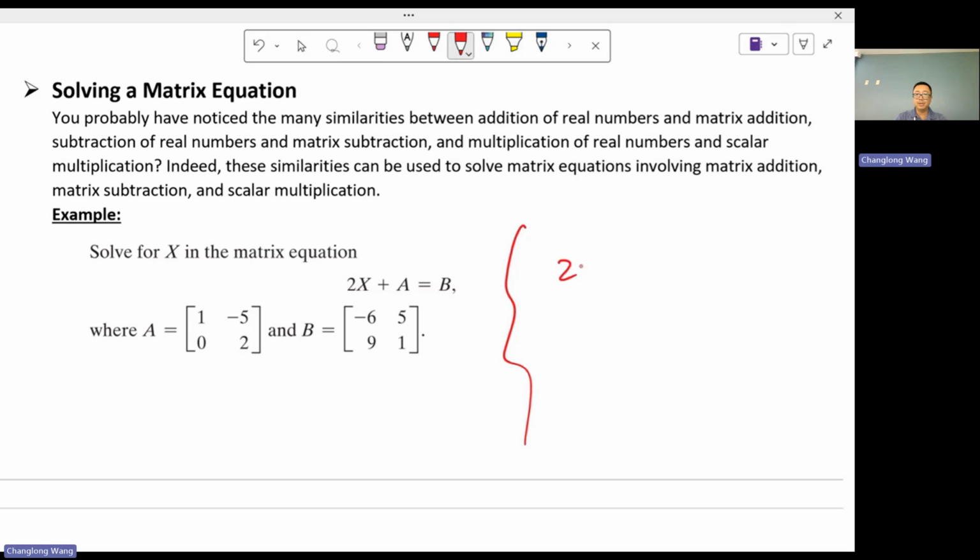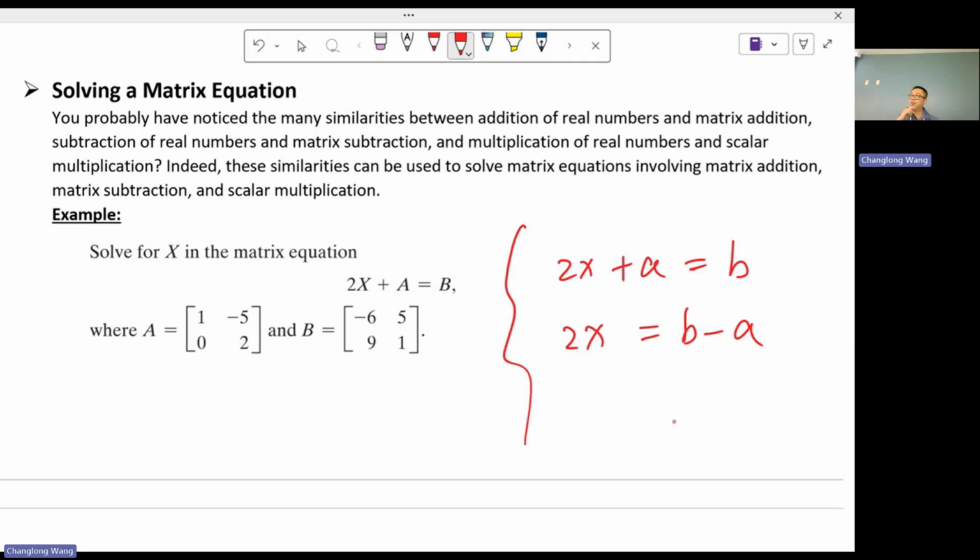Let's say I have 2x plus A equals B. You see that I'm using lowercase letters, right? That means they aren't numbers. How would you solve for A? How would you solve for X? Right, you subtract A, so you get 2x equals B minus A, right?